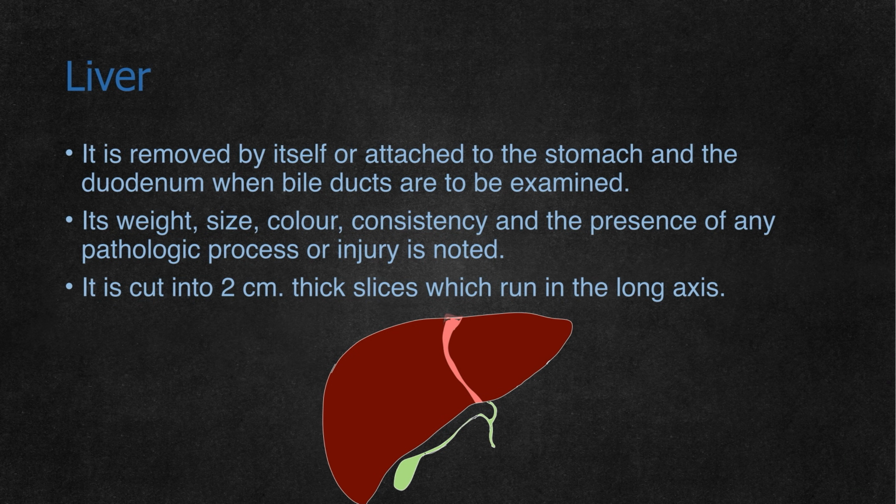Next, the liver is examined, followed by the stomach. The intestine is completely dissected and its contents are examined. Then the liver is removed by itself, or attached to the stomach and duodenum when the bile ducts are to be examined.